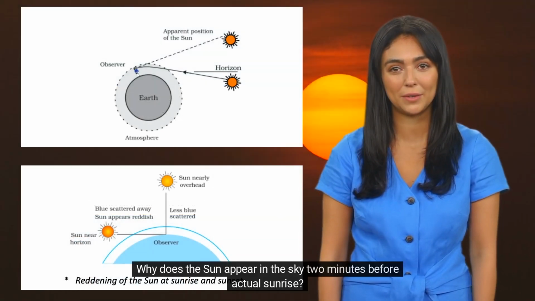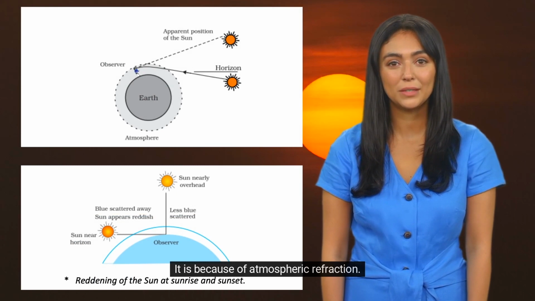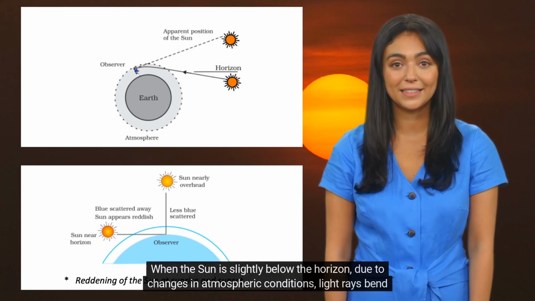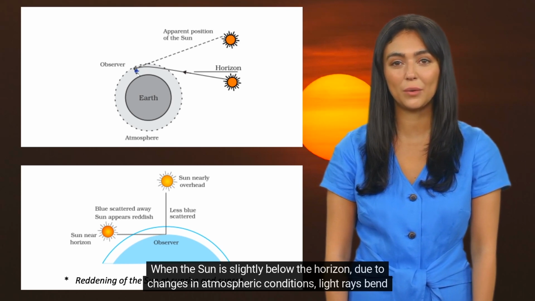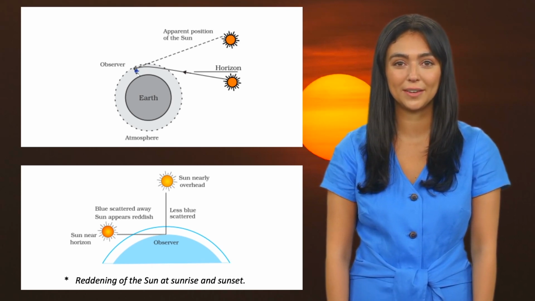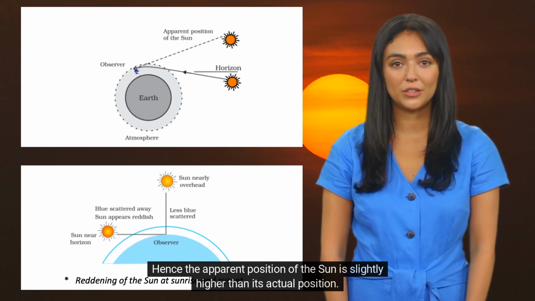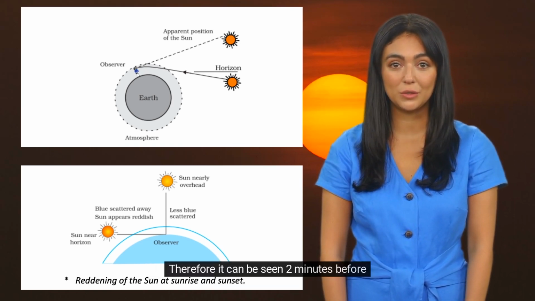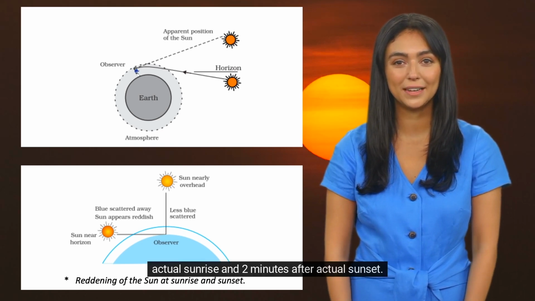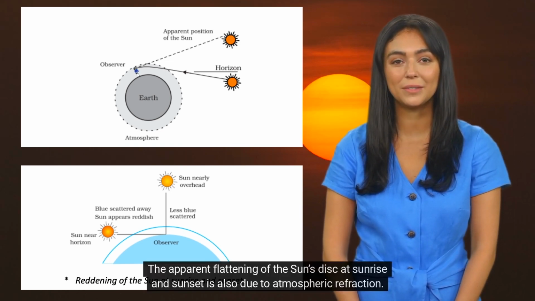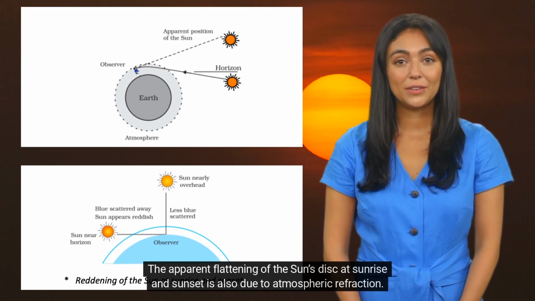Why does the sun appear in the sky 2 minutes before actual sunrise? It is because of atmospheric refraction. When the sun is slightly below the horizon, due to changes in atmospheric conditions, light rays bend towards the normal. Hence, the apparent position of the sun is slightly higher than its actual position. Therefore, it can be seen 2 minutes before actual sunrise and 2 minutes after actual sunset. The apparent flattening of the sun's disk at sunrise and sunset is also due to atmospheric refraction.